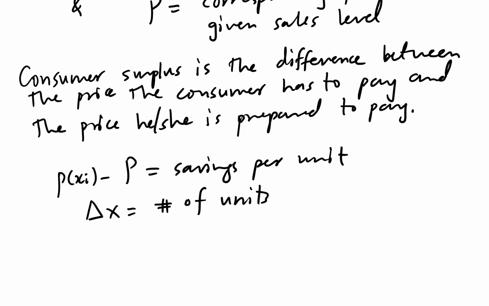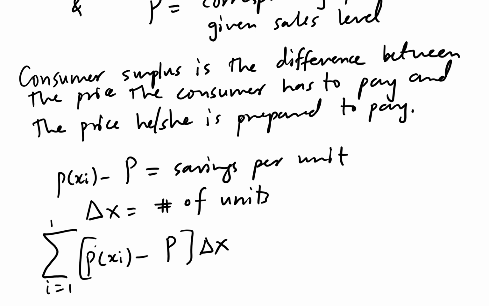When I multiply them together, P of xi minus capital P times delta x, that basically gives me the area of one rectangle. If I sum this up from i equals 1 to n over n rectangles, that will give me the sum of the areas below for n rectangles. And when I take the limit of this as n approaches infinity, that would give me the consumer surplus, right? The consumer surplus, the whole yellow thing.